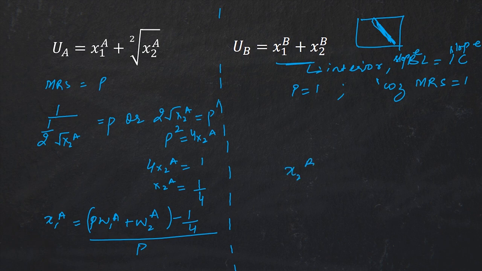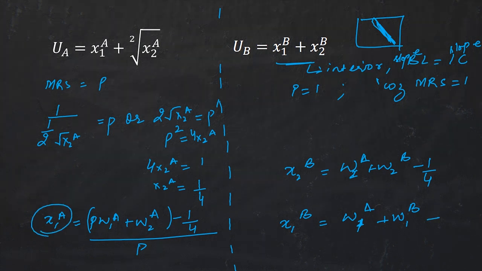And what will be x2b then? x2b will be the whole omega of good 2, which is omega 2a plus omega 2b minus 1 by 4. And x1b will be omega 1a plus omega 1b minus x1a. That's it. So I'm leaving it in omegas because I haven't given you the endowments, and I've done that deliberately because I wanted to teach you this method and not go into this thing.